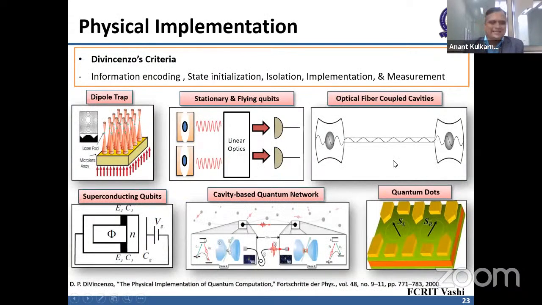Now, as I said, I have spoken about DiVincenzo's criteria: information coding, state initialization, isolation, implementation, and measurement. There are different ways of realization of quantum computing: dipole trap, stationary and flying qubits, optical fiber coupled cavities, superconducting qubits, cavity based quantum network, and most important is the quantum dot. I will emphasize on this.